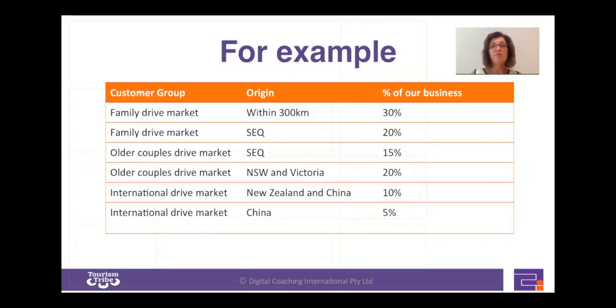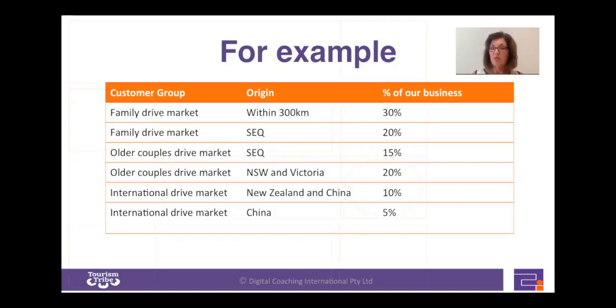Customer group might be the family drive market within 300-kilometre radius, and that might be 30% of your business. Could be family drive market out of Southeast Queensland corner, 20%. Older drive couples market out of Southeast Queensland, 15%. Older couples drive market, New South Wales and Victoria, 20%. International drive market, China, 5%. So just get that summary level in there.